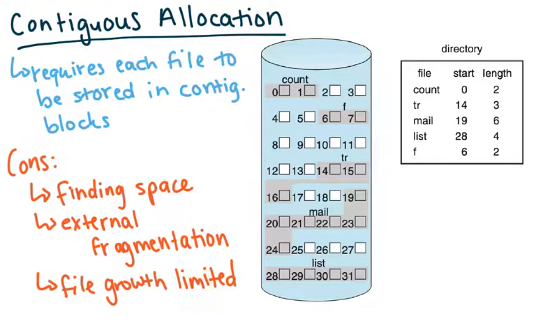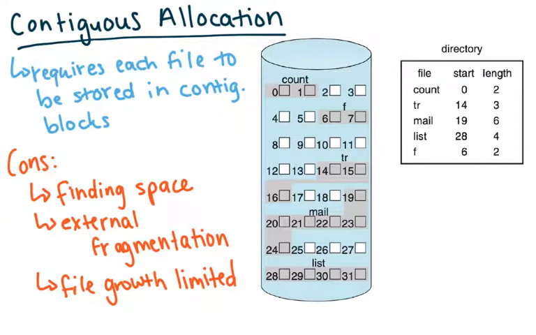Some cons, so finding space. If you remember from our contiguous memory allocation, we had some issues there, right? So finding space was a challenge. We had a lot of external fragmentation where we had space, but it was so fragmented that we couldn't actually fit any of the new requests coming in. And so we have the same issue here. And also the file growth is limited.